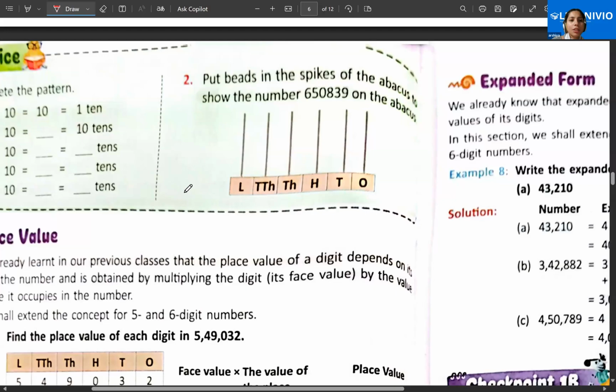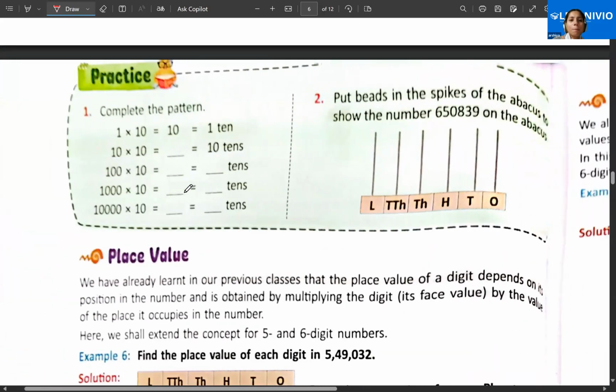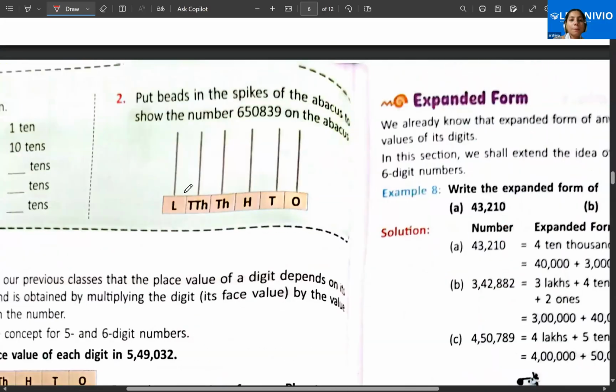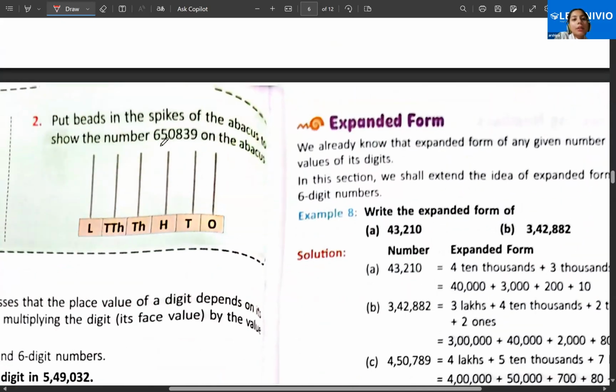I'm sharing a different screen. Can you see the screen? Yes. Okay. How will you read this number? 6 lakhs 50,839. Very good.